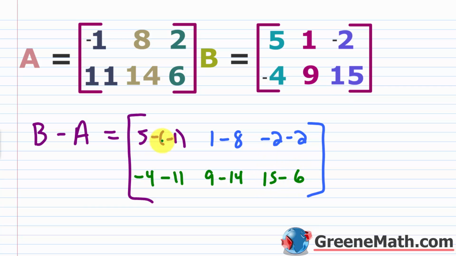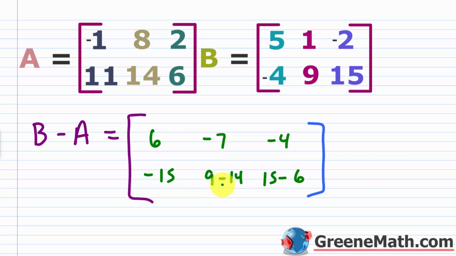All right, so 5 minus a negative 1 is like 5 plus 1, so that's going to be 6. Then 1 minus 8 is going to be negative 7. Then negative 2 minus 2 is negative 4. And then negative 4 minus 11 is negative 15. And then 9 minus 14 is negative 5. Then lastly, 15 minus 6 is going to be 9. So this is the result of B minus A.